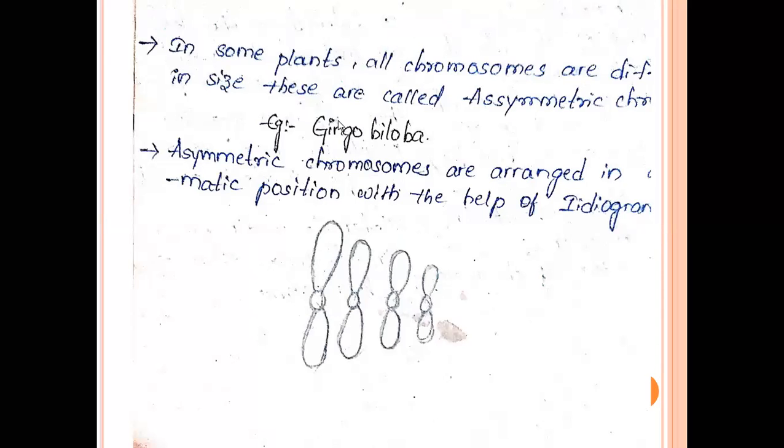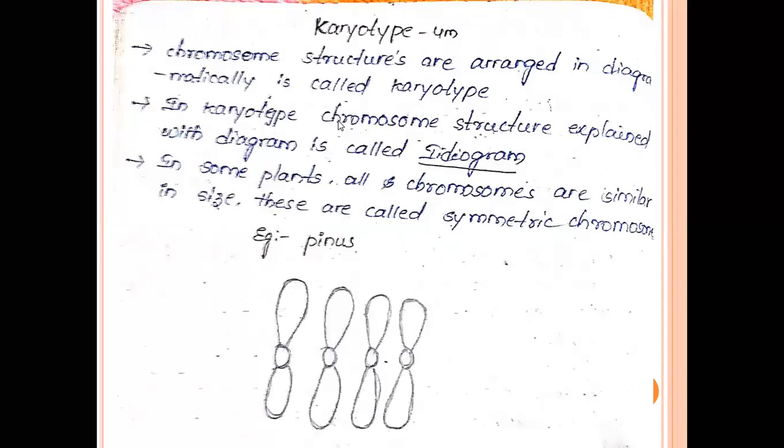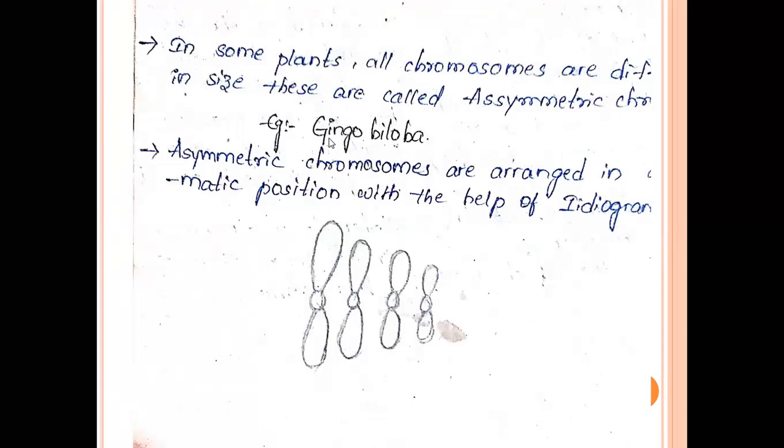That is called karyotype. Karyotype means chromosomes arranged diagrammatically. Karyotype explained with a diagram is called ideogram. Based on the ideogram, the chromosomes are of two types. One is symmetric chromosomes. Symmetric chromosomes means all chromosomes are similar in size and similar in structure. Example, Pinus. Asymmetric chromosomes, example Ginkgo biloba.